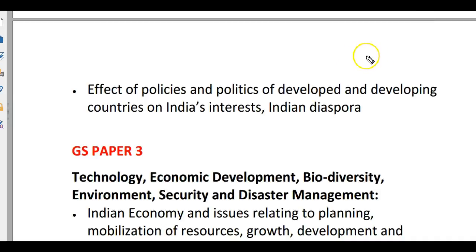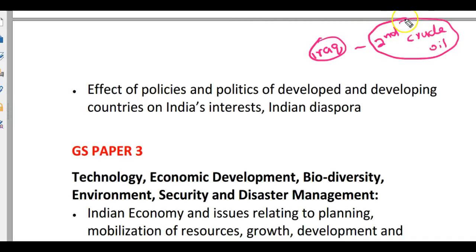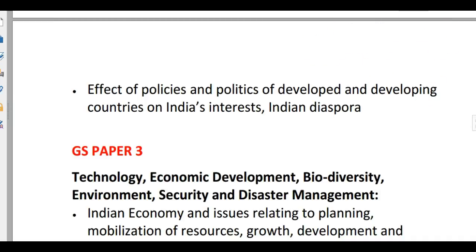When economic sanctions are imposed on Iran, Iraq emerged as the second largest supplier of crude oil to India. So at present, Iraq is also one of the important players in providing crude oil to India. So Iraq's security is also important to India for our energy security.